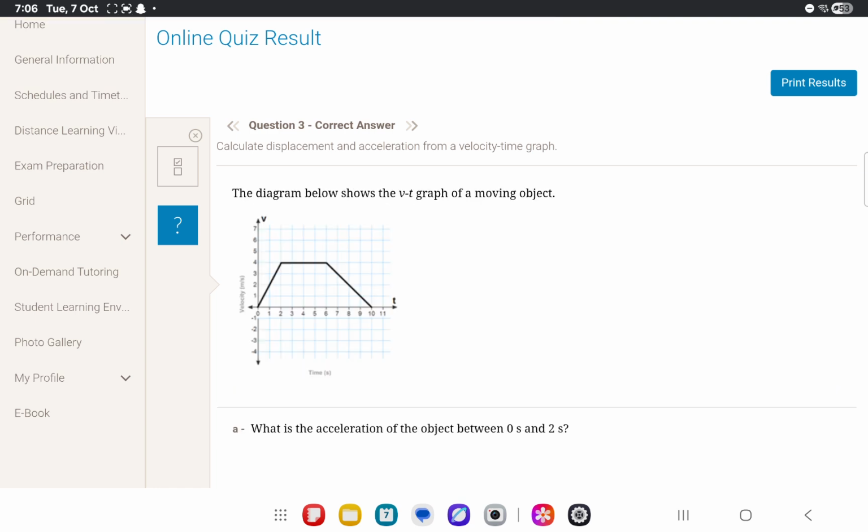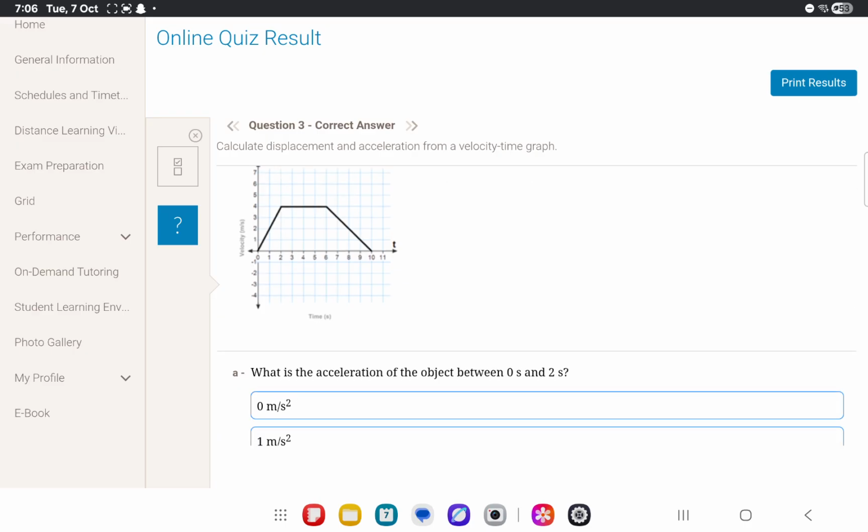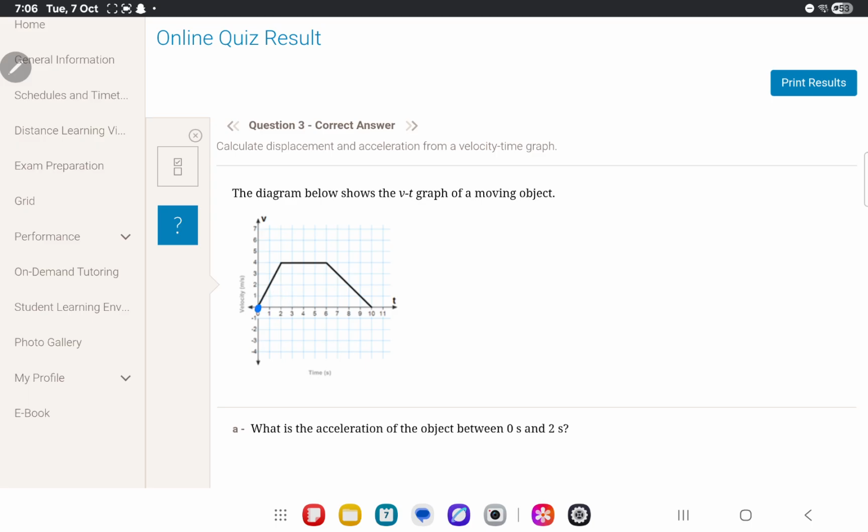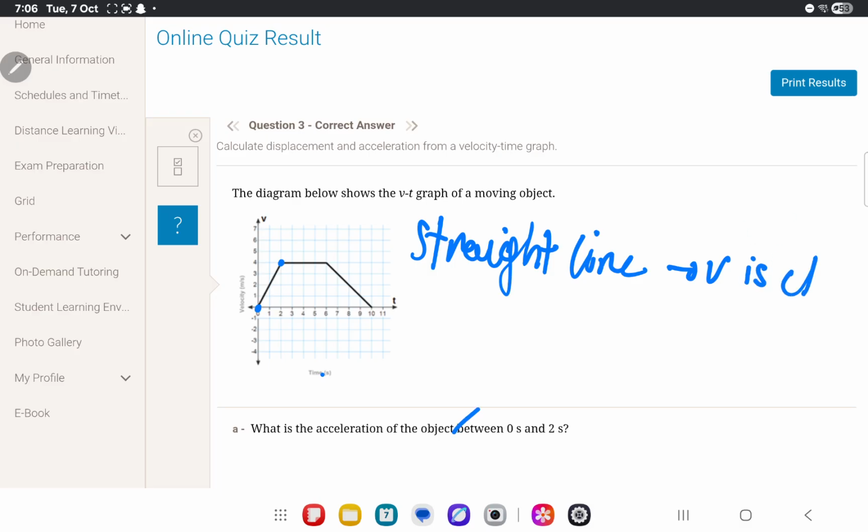Okay, so question 3. Very, very easy. What's the acceleration between 0 and 2 seconds? Now, 0 and 2 seconds. You can see during this interval, it travels in a straight line. So when it's a straight line, that means it's on a VT graph. That means V is increasing or decreasing. Let's say V is changing, just so we can mention both.